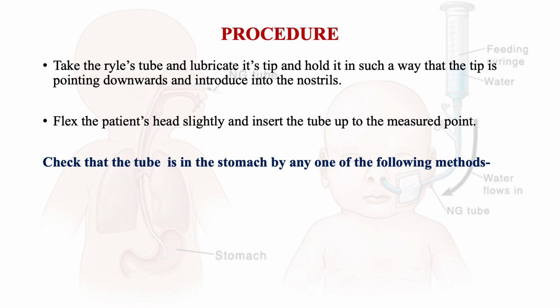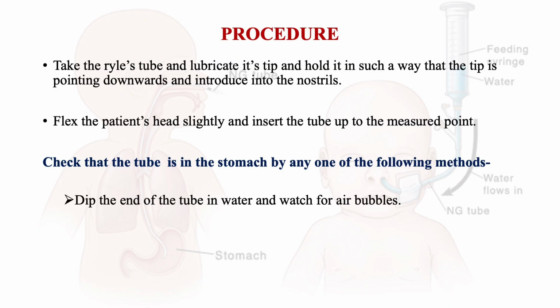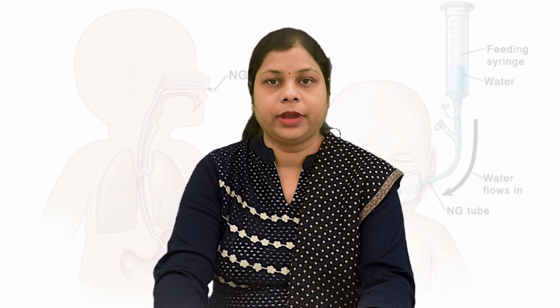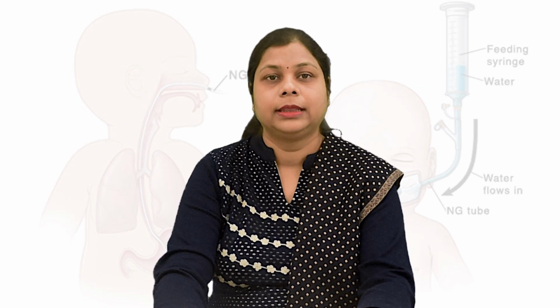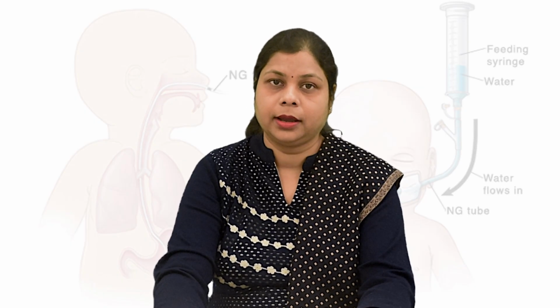Check that the tube is in the stomach by any one of the following methods. Dip the end of the tube in a bowl of water and watch for bubbles. If a continuous trail of air bubbles comes out, that means the tube is in the trachea.